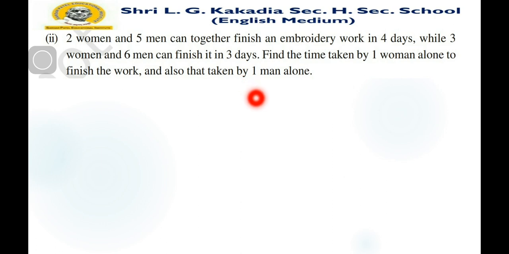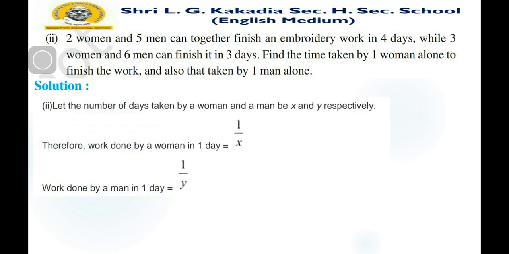Now first we have to find the work capacity of one man and one woman, to find the days taken by one woman and one man to complete one work. Now first we assume that we want to find the days that one work is done by one woman and one man. Then let the number of days taken by a woman and a man be x and y respectively. Here x and y are days that one man or one woman can complete.